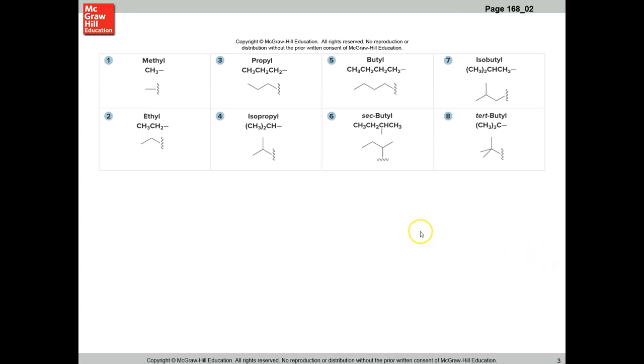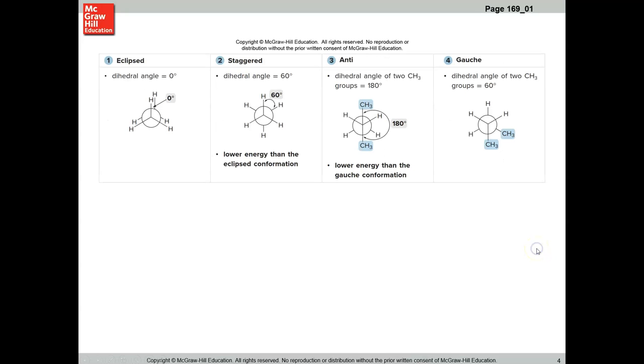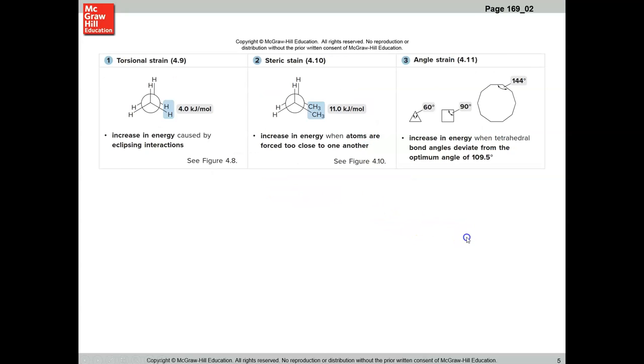We will discuss naming conventions. Some of those naming conventions are shown here, but we'll go into more detail about those. We'll talk about how these things line up and are associated with each other in space in these different eclipsed and staggered formations. We'll talk about how that changes the shape and how they are based off of strain: torsional strain, steric strain, and angular strain. Again, we'll talk about that in more detail.